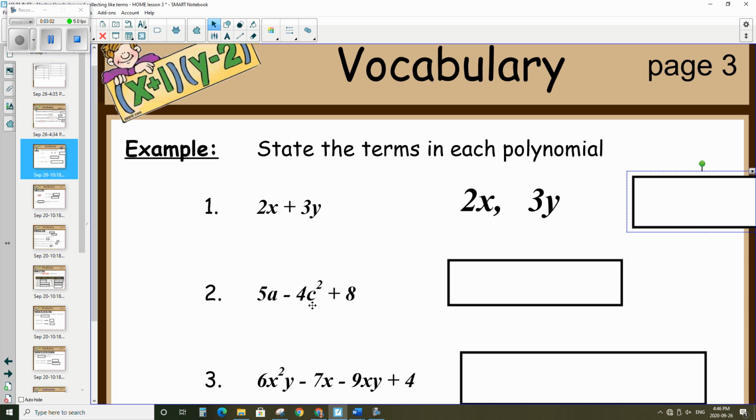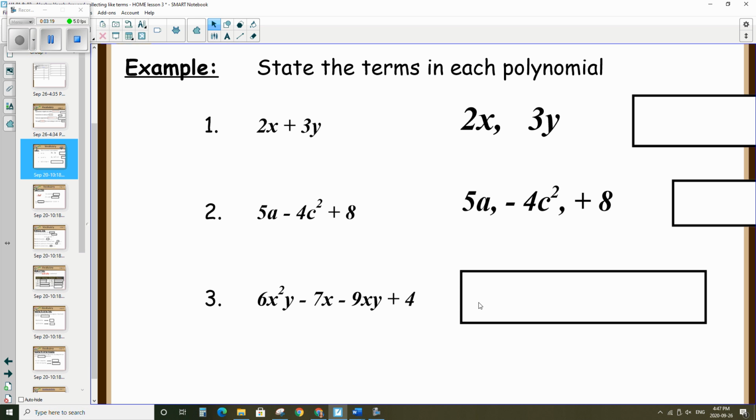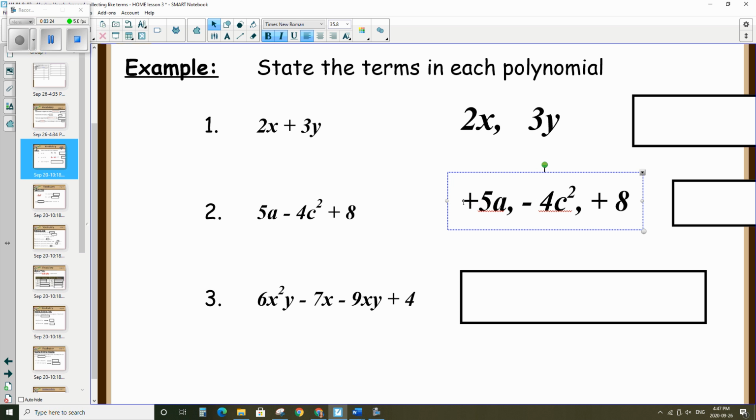In the next polynomial, we have 3 terms, and we have a subtract sign here and an addition sign here. So we have 3 different terms, and they are 5a, negative 4c squared, because there's a negative sign in the front, and then positive 8 as our last term. We could actually write a positive sign here as well if we wanted to, just to be consistent with the 8 that I have a positive sign in the front. Okay, but whether you write the plus or not, it doesn't really matter. If there's no sign, we just assume that it's positive.